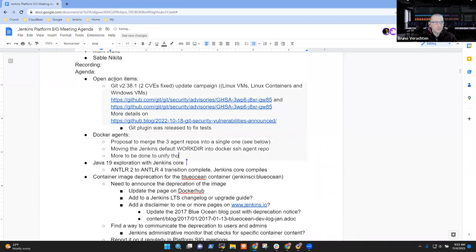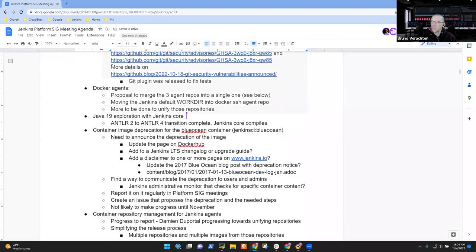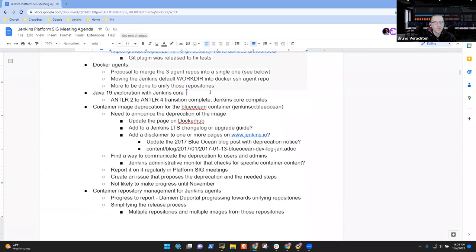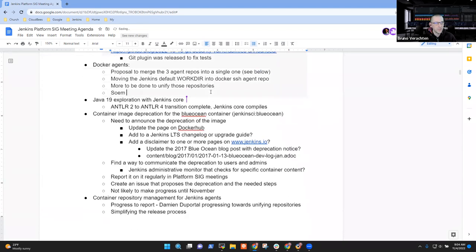Yes, lots of other things to do to unify the three repositories. And we even had some surprises this week with ARM64, which had a problem with JDK 17. The issue and the pull request associated to that would help with unifying the three repos in the end, hopefully.